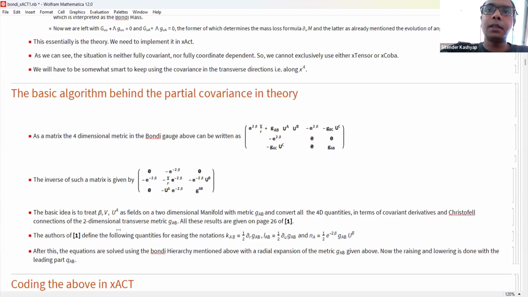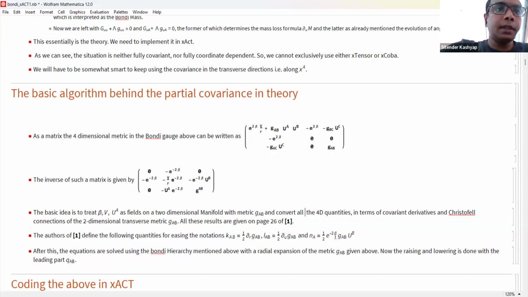And the authors in this paper, using certain notation, defined some additional fields KAB, LAB, and NA. KAB is essentially the R derivative of GAB, LAB is essentially the U derivative of GAB, and NA is essentially related to U. It's some combination.